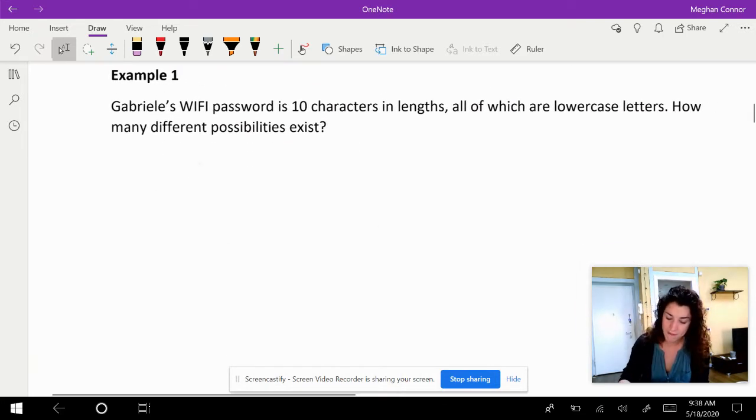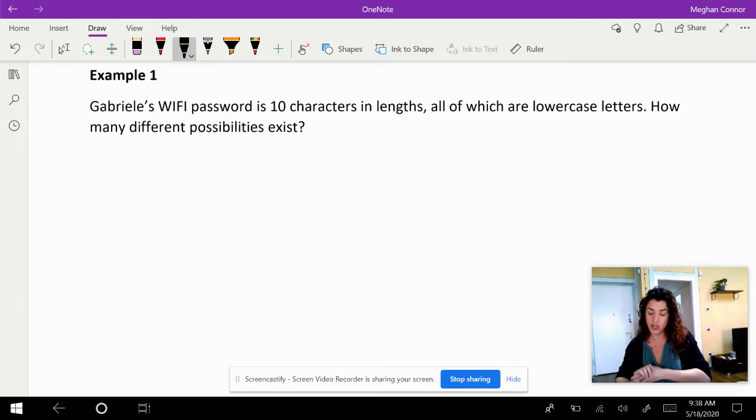Okay, Gabriele's Wi-Fi password is 10 characters in length, all of which are lowercase letters. How many different possibilities exist? Well, I'm sure we've all made passwords before, and passwords try to persuade you to use uppercase and lowercase and numbers and symbols, right? That's because the more options you add, the higher the number of possibilities gets, which means that if a program is trying to hack into whatever password-protected thing you're talking about, the more possibilities exist, the harder it is for that computer to find out what that password is by chance.